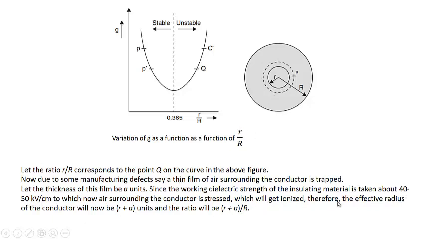Therefore the air becomes conducting, and the effective radius of the conductor becomes r plus A, so R divided by (r plus A). That means the operating point changes from Q to Q dash.